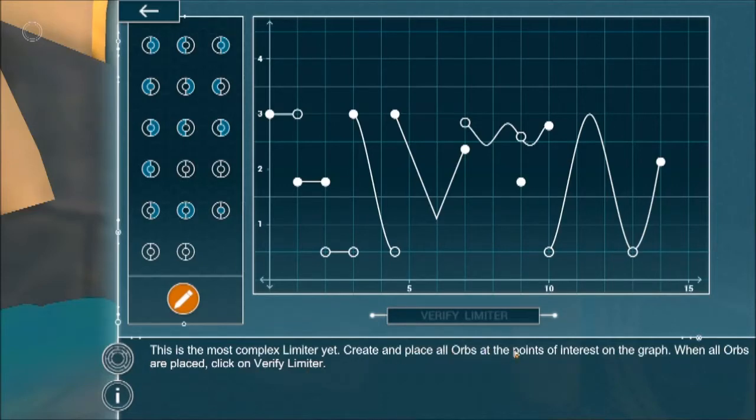Create and place all orbs at points. There are more points than there are... Oh, that's why, because I missed a couple. Sorry, I just like these things in order. There we go. So we've got the point, then point and to the left, and then to the right, then we've got to the left and to the right, and then we've got point and to the left. There we go. So this should be all correct.